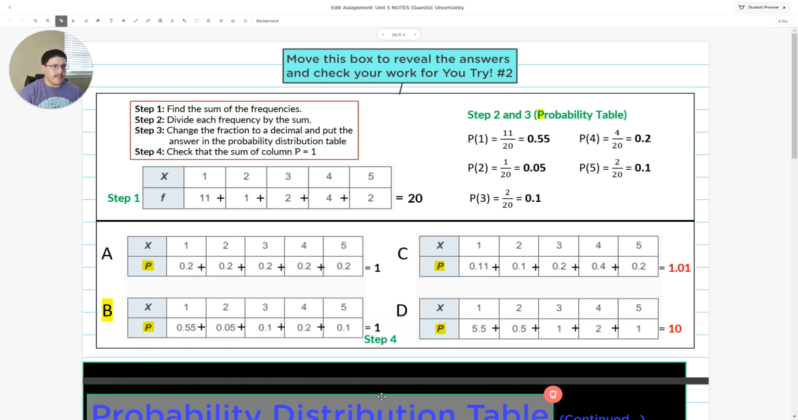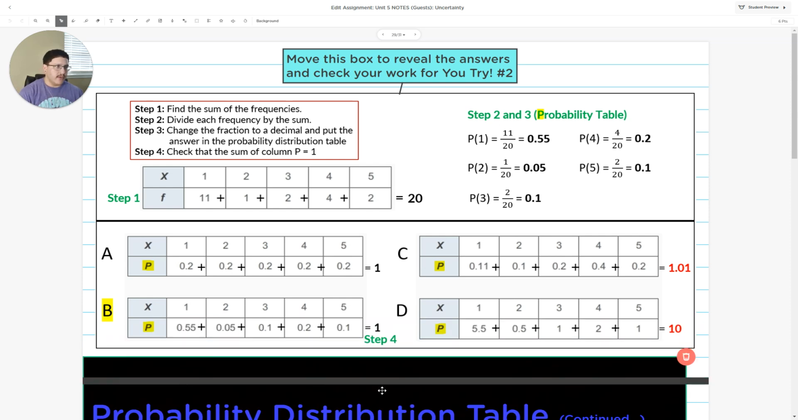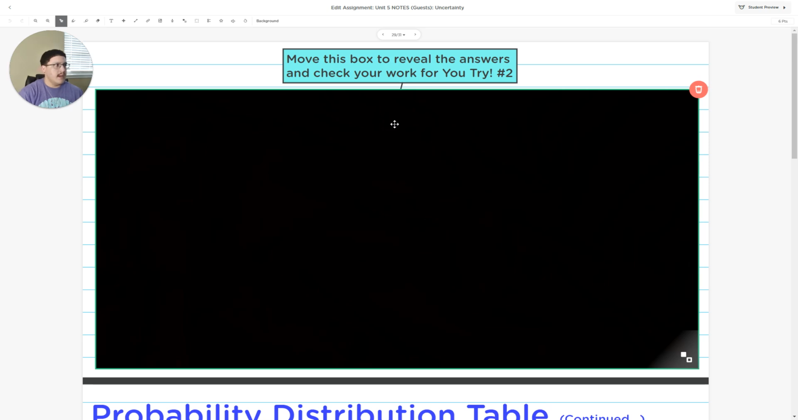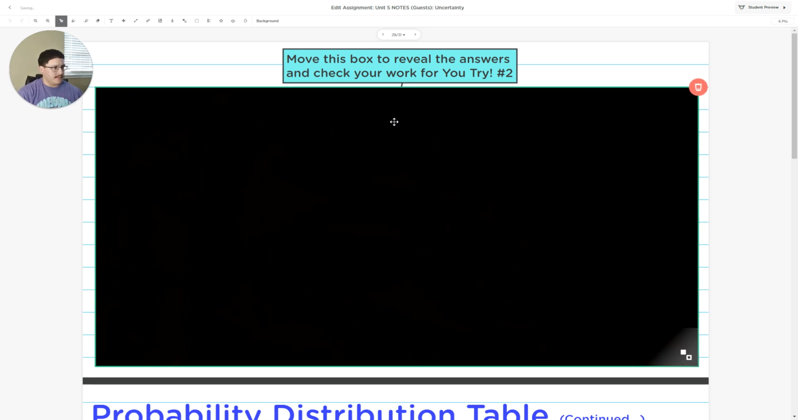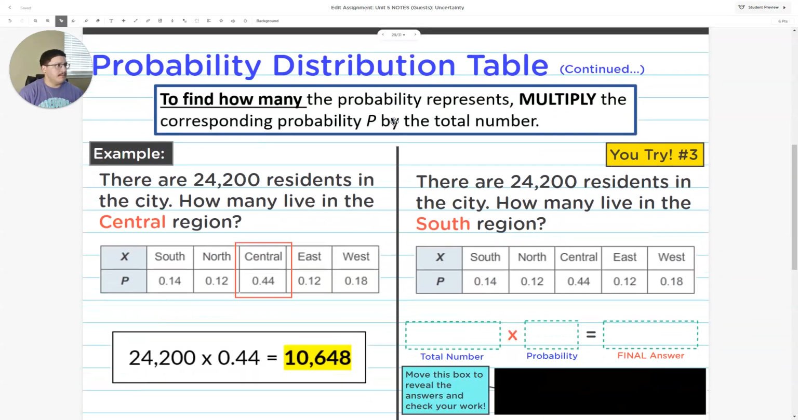Yeah, and there's just an explanation right there why B is the right answer. So y'all can just go through that and see if you can follow along. Otherwise, that's it.